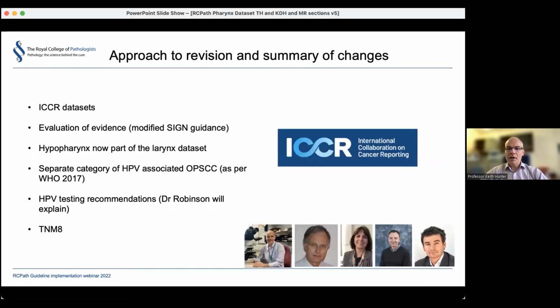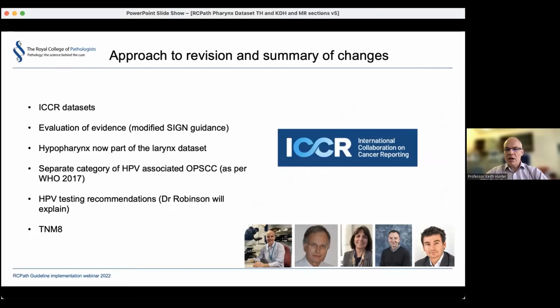So in gathering the information for the dataset and these changes, we looked to the ICCR dataset. They had a comprehensive review of the literature and evidence base, which was much more recent than the 2013 College of Pathologists dataset, and so that was our starting point. The evidence was assessed by modified SIGN guidance, as in the College of Pathologists way of doing things.